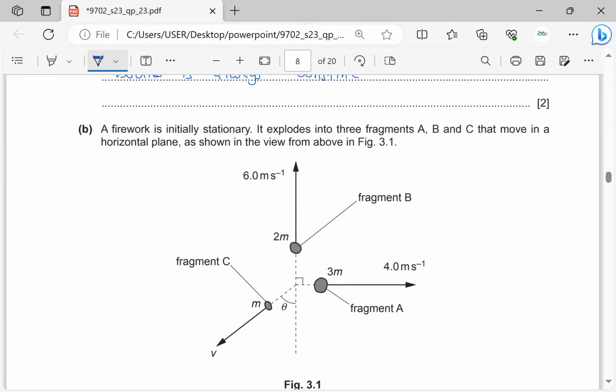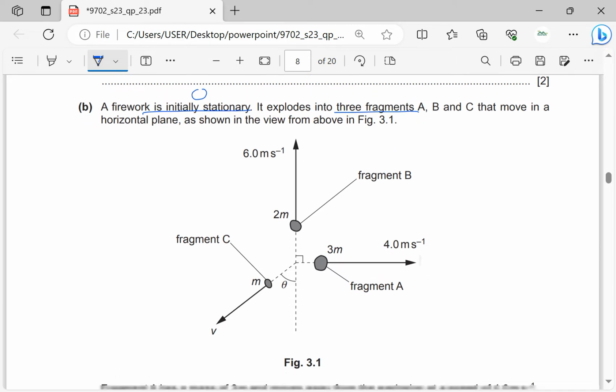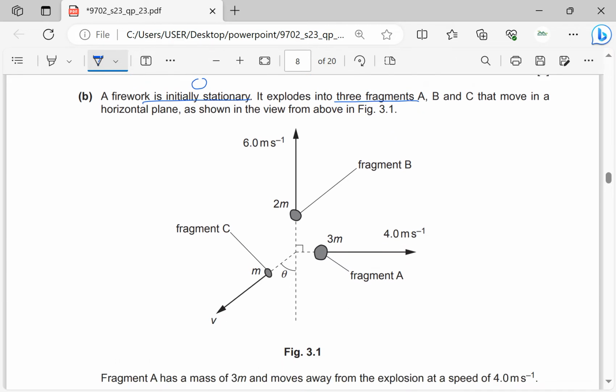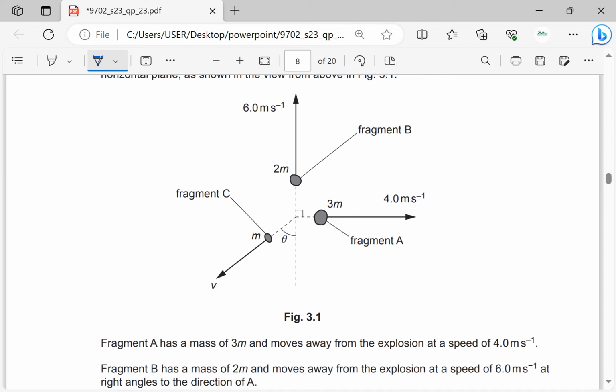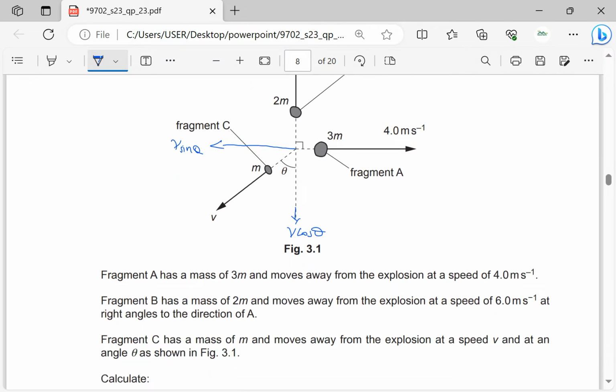A firework is initially stationary. That means total momentum initially is zero. It explodes into three fragments A, B, and C that move in a horizontal plane as shown in the view from above. Okay. So before we do this, we can resolve this in the horizontal and in the vertical. In the horizontal, it is going to be V sine theta if we use theta, and here it will be V cos theta if we use theta.